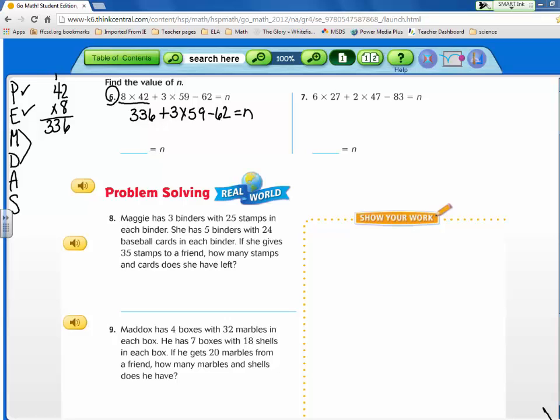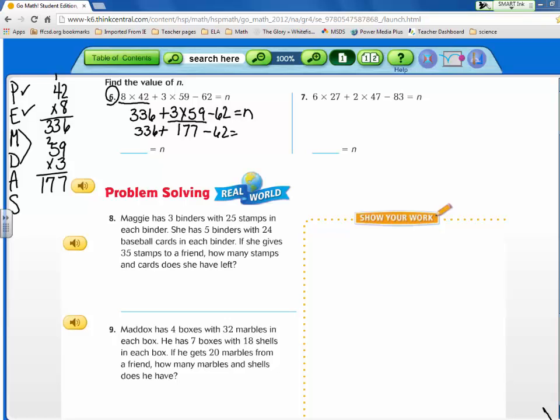Now we go back. Are there parentheses? No. Are there exponents? No. Is there multiplication or division? Yes, there is. So we underline the problem and we solve it. 59 times 3. 9 times 3 is 27. 3 times 5 is 15, and 2 is 17. So instead of 3 times 59, we're going to substitute in the answer, 177. And we'll bring down the things that we have not done yet.